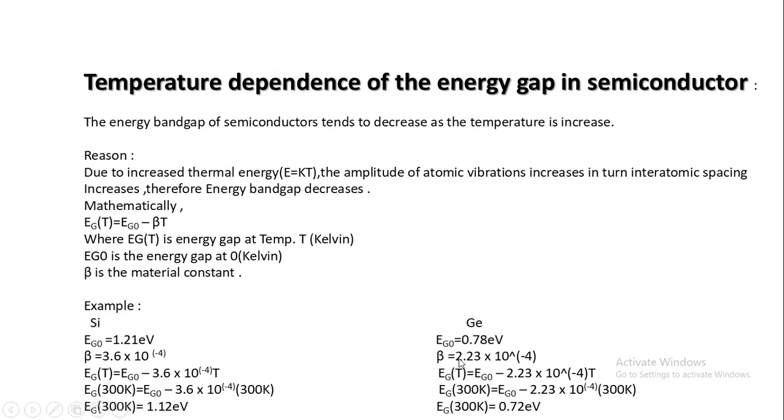And germanium means what? You can see Eg is 0.78. Sometimes in various PSU examinations, they ask what is the value of the energy band gap at 0 Kelvin. So you can see again, guys, for germanium it is 0.72 electron volt. You have to keep in mind, once you increase the temperature, the energy band gap of a semiconductor tends to decrease. And what is the reason behind it? Due to increased thermal energy, the atomic vibration increases.